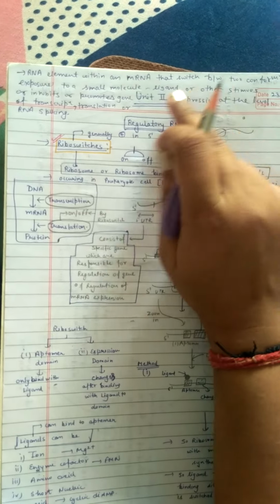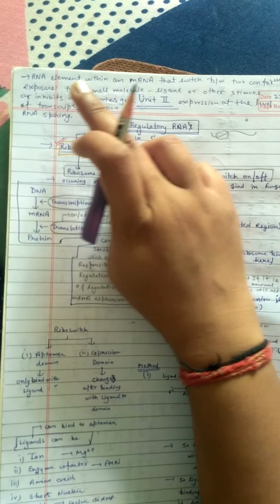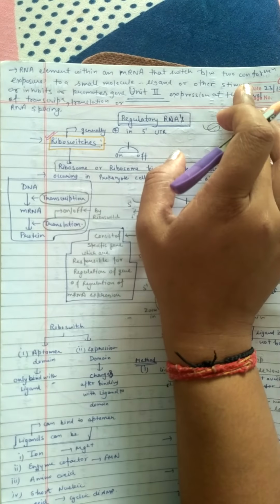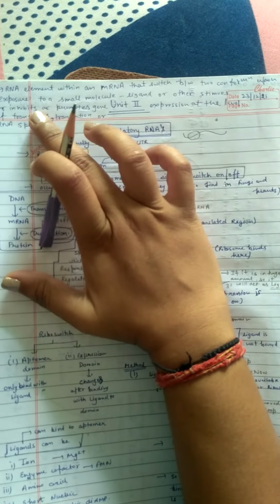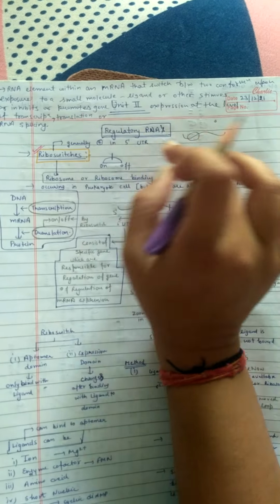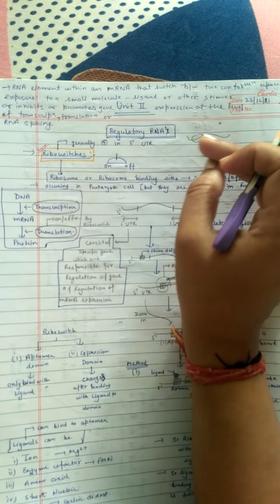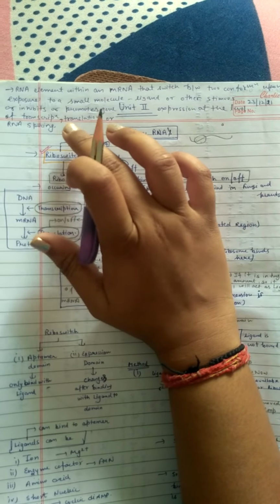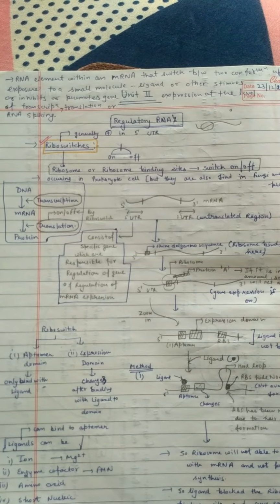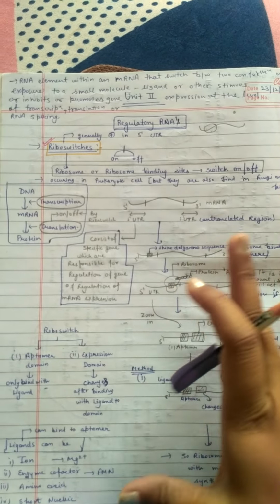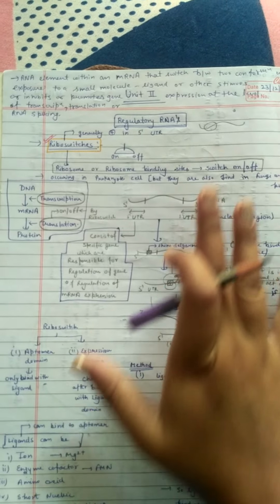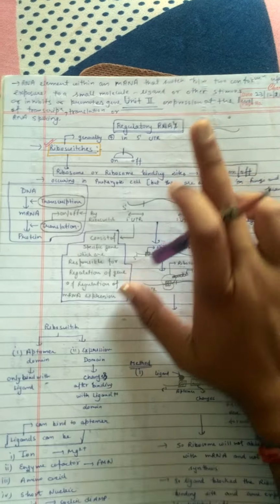Same things are written here: this is an RNA element within an mRNA that switches between two conformations upon exposure to a small molecule, ligand or other stimulus, and it can inhibit or promote gene expression at the level of transcription, translation, or RNA splicing. RNA splicing is basically performed in eukaryotes, but in prokaryotes it does not happen. So in prokaryotes there is a signal sequence, which is the site where the ribosome can bind.